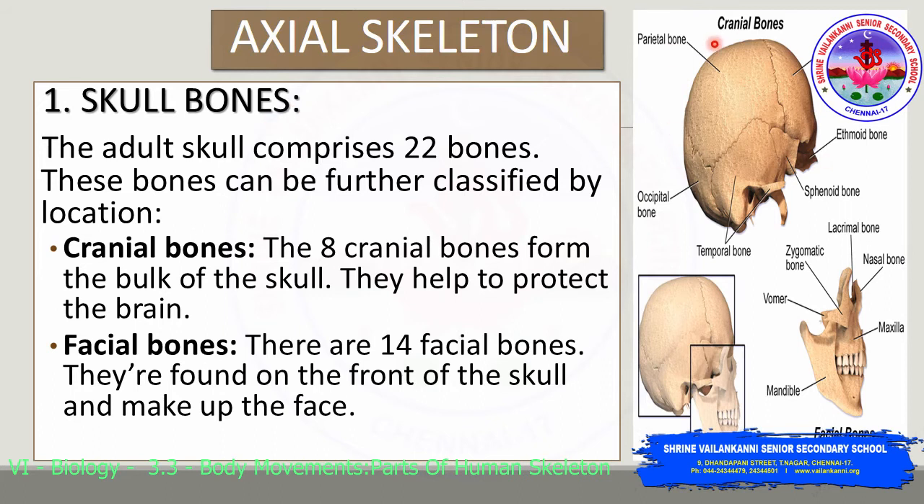As you can see in this picture, the cranial bones are 8 bones which form the bulk of the skull, and their main function is to protect the brain. While the facial bones consist of 14 bones, and they are found in the front of the skull and make up the face.